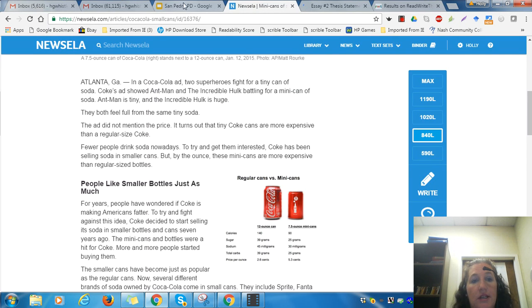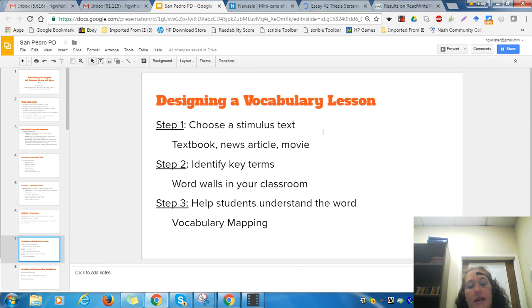If you'd like to use Newsela, feel free. If you'd like to pull something from your textbook, feel free. But I'll give you guys about 30 seconds to go and find a stimulus text, or you may just pause this PD and go and grab yourself a text online or in a book.